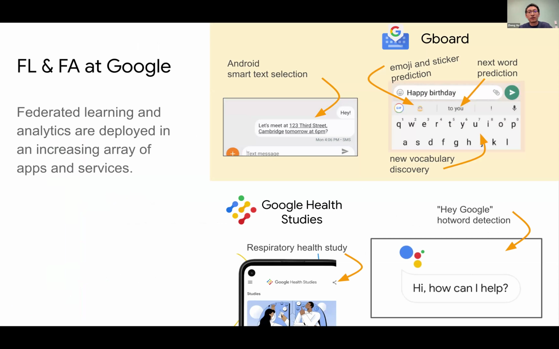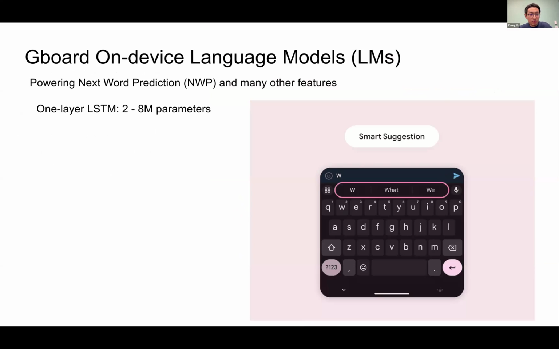Unlike learning, where we learn a model, the model is not necessarily very large, but 10 million is also reasonably large scale compared to a linear model or some statistics like a histogram. Federated analytics uses privacy preserving methods to collect some important statistics, sharing the same spirit as federated learning, without transferring or collecting users' data. The applications at Google include smart text selection, a lot of Gboard applications, Google Health Studies, and the Hey Google hotword detection for the assistant applications. We will talk a little bit more about the Gboard applications in the following part of this talk.